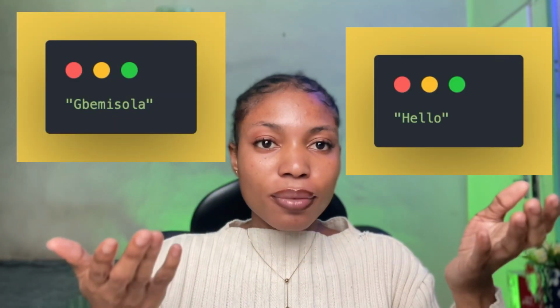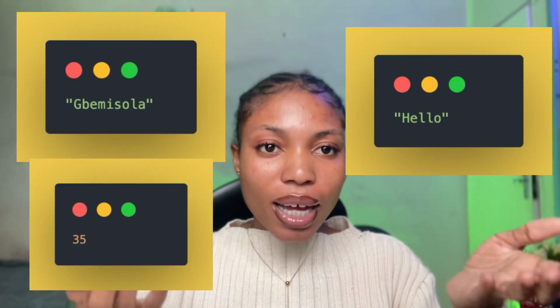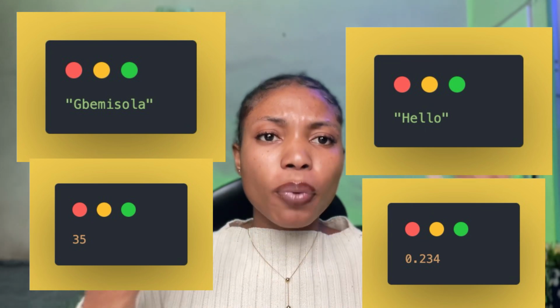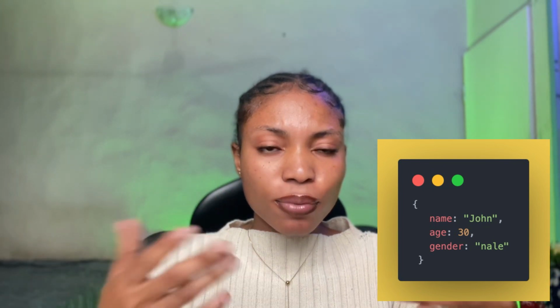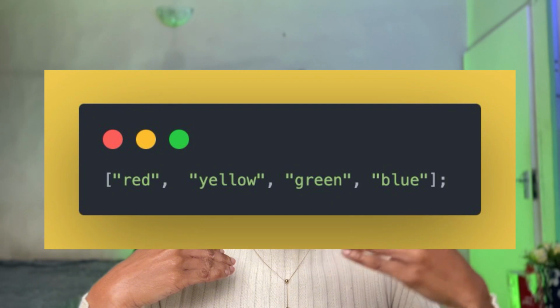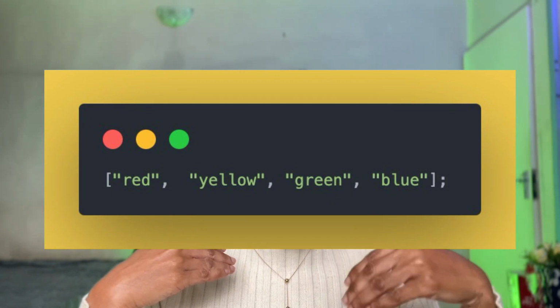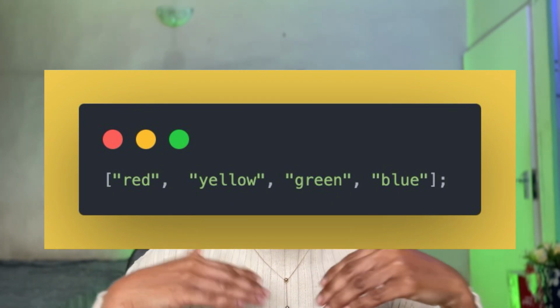And values, they differ. They can be anything, actually. Hello is a value. Demisola is a value. 35 is a value. 0.234 is a value. If we have this object of data, name John, age 30, gender male, that's a value. I mean, it's information, so it's a value. If we have this array of colors, we have red, yellow, green, and blue, that's a value, right? These things are information, so they are values in JavaScript.